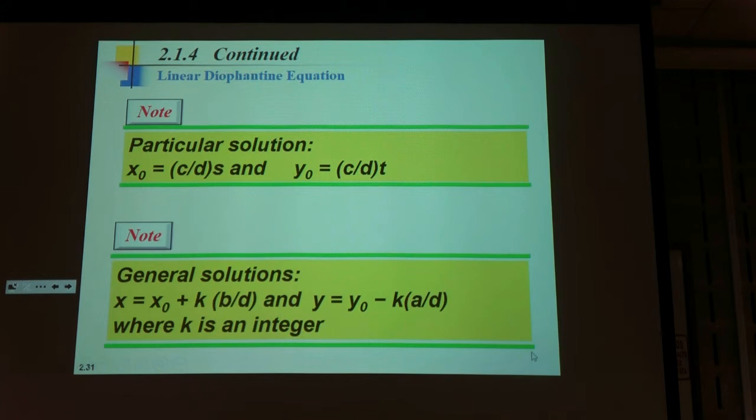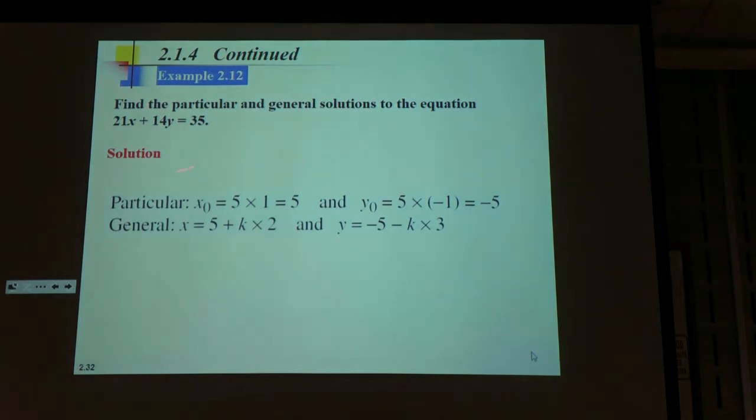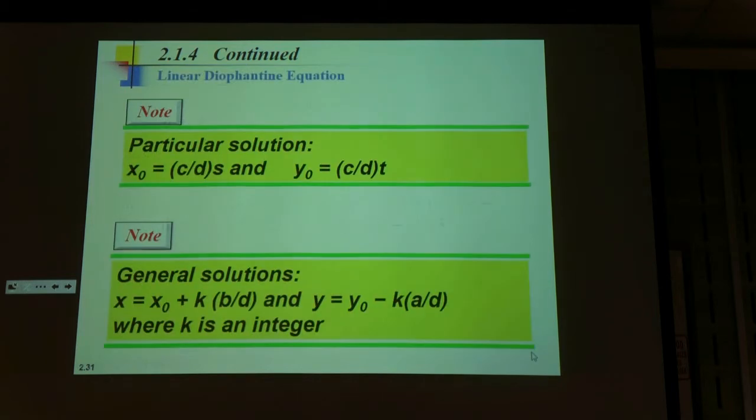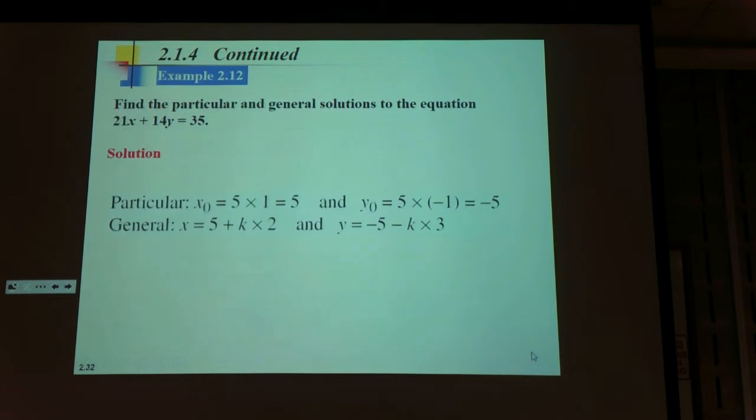Remember, k is an integer. So, example: find the particular and general solution to this equation. Okay, so you apply the rules, you get x0 and y0. These are the rules, right? So what does x0 equal? c over d times s, which gives you 5, and y0 equals 5 times minus 1, which is minus 5. And then you apply the general solution, where k is any integer.